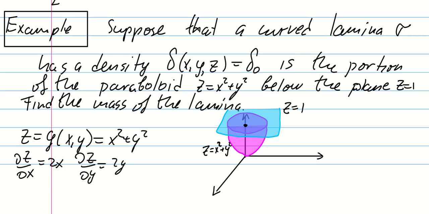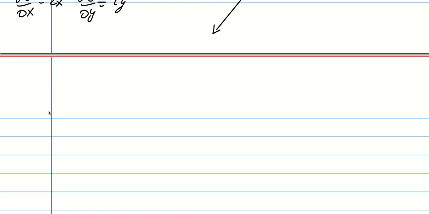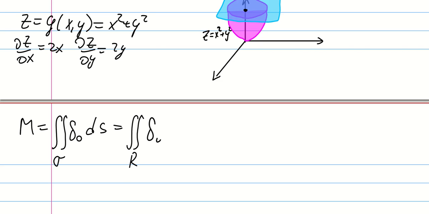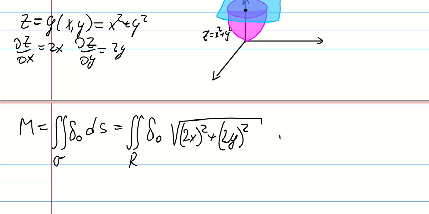and to find the mass, we have to take the integral over the density, and our density is delta sub 0 dS. And we know that it's going to be the double integral over the region that we will discuss shortly. Then we have the square root of 2x squared plus 2y squared plus 1 squared dA.